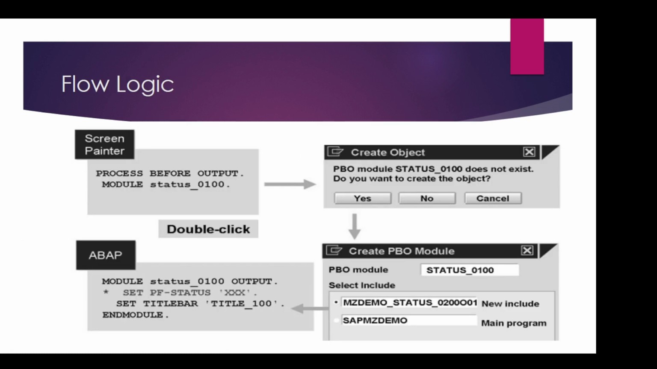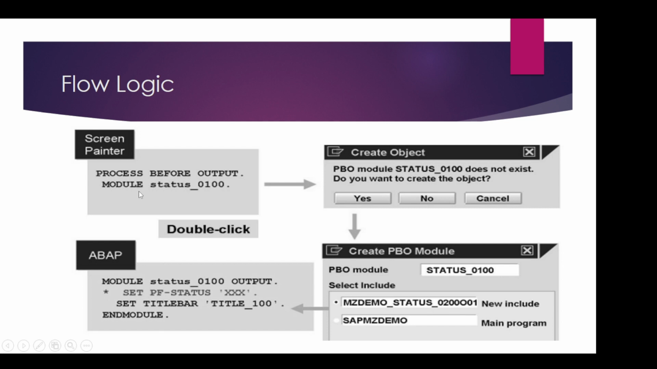So flow logic is a very important part of screen programming. Let's discuss in detail. First of all, let's discuss the screen painter. A screen painter has the process before output and process after input events, as we discussed earlier. Both of these events have their respective modules as per the user requirement.